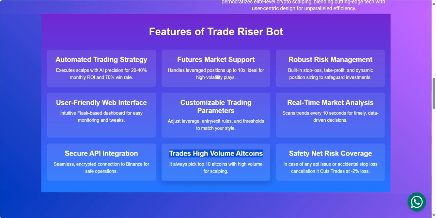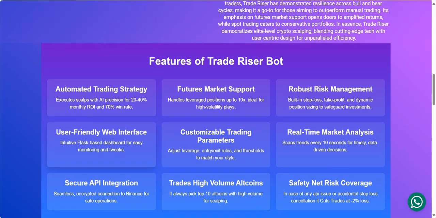So newly listed coins with fresh volume, fresh pumps. It selects that, and from the top 10 highest volume coins, it selects one coin and starts scalping. And customize trading parameters: you can select leverage, entry, exit rules, and thresholds to match your style.